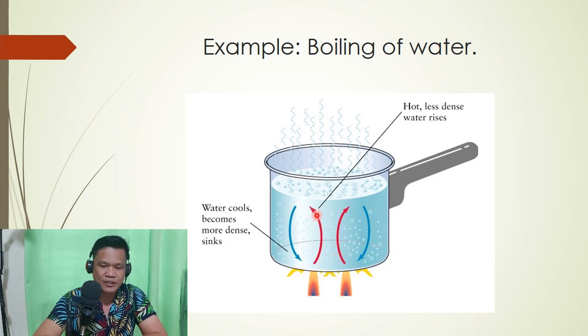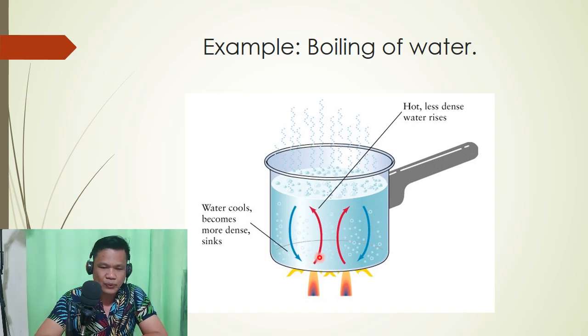Hot fluids would tend to go up, and colder fluids would tend to sink. Okay? So, when we are heating this liquid, the water molecules at the bottom of the pan would rise up, and they will be replaced by colder fluids going down. So this is a repeating cycle.